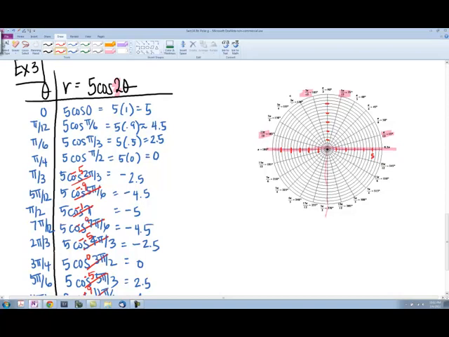Alrighty. So when theta is 0, r is 5. So that's easy. When you're at pi over 2, it's 4.5. So it's halfway in. And then we have 2.5. And then 0. You should take note of the order in which you have plotted these points. So it's kind of going inwards.